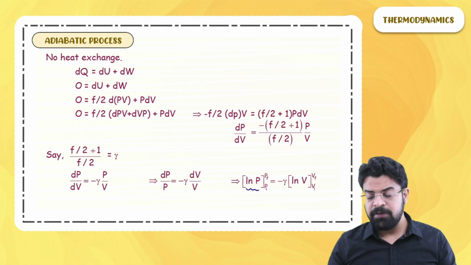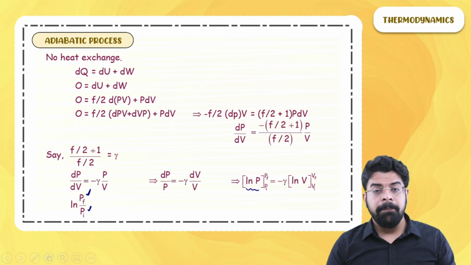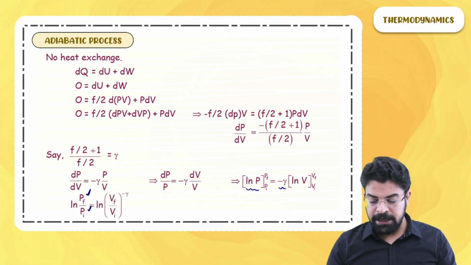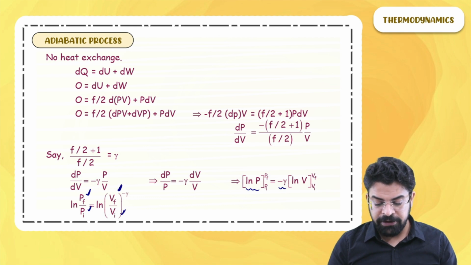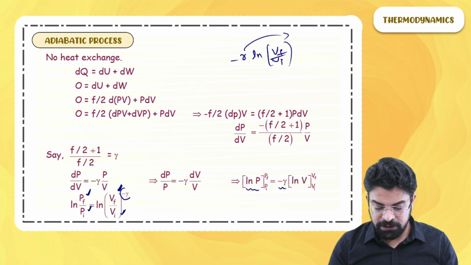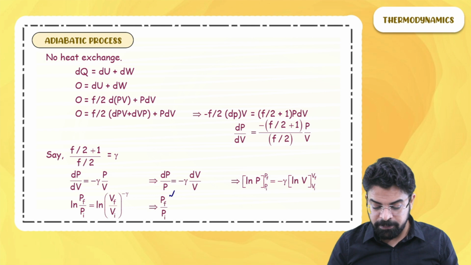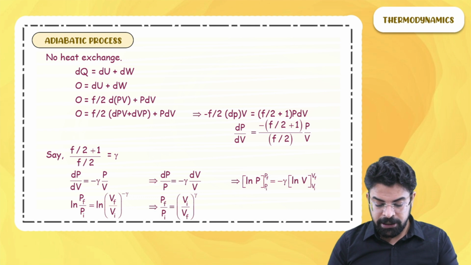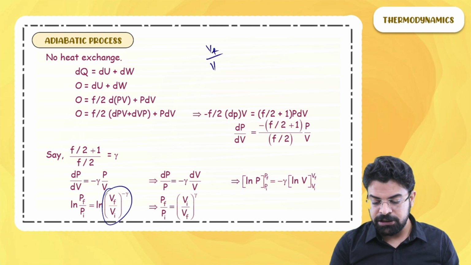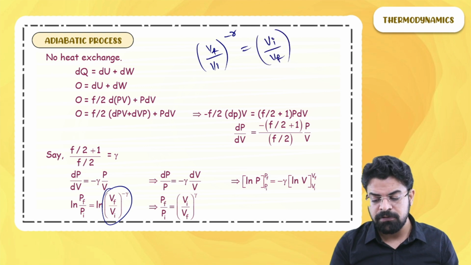So you get ln p final minus ln p initial, that is ln p final upon p initial, equals minus gamma times ln v final upon v initial. And once you have got minus gamma ln v final by v initial, you can bring this gamma to the power. So this can be written this way as well. Now removing ln from both sides, you get p final by p initial equals v initial by v final raised to the power of gamma. Here we had v final by v initial raised to the power of minus gamma. That can be written as v initial by v final raised to the power of gamma.